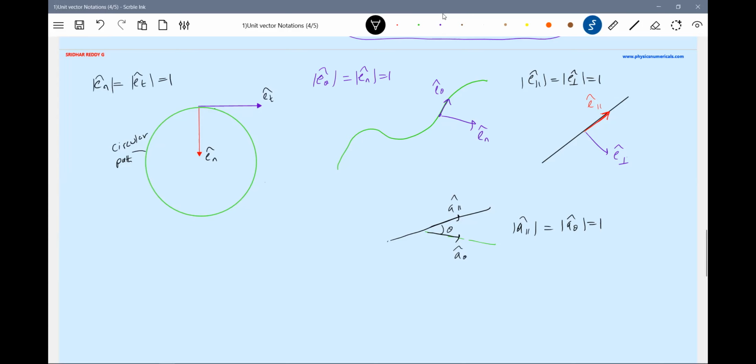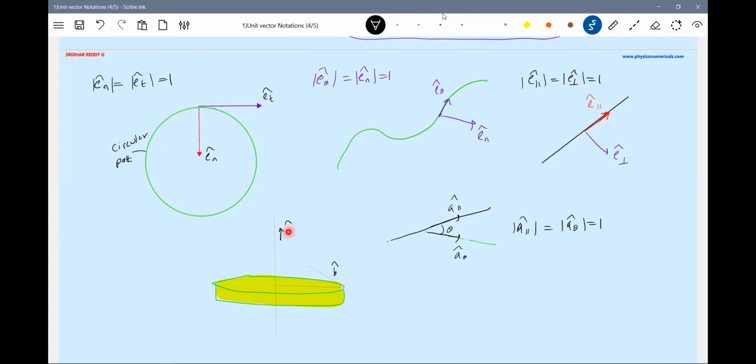Even if there is a disk, suppose it is rotating, here again we can bring in different unit vectors. There is one direction here, where I'll bring one unit vector along the axis. A cap, any symbol; it's not that you have to use e only. This is one unit vector, a cap, I'll write it. There is another unit vector perpendicular to it, b cap.